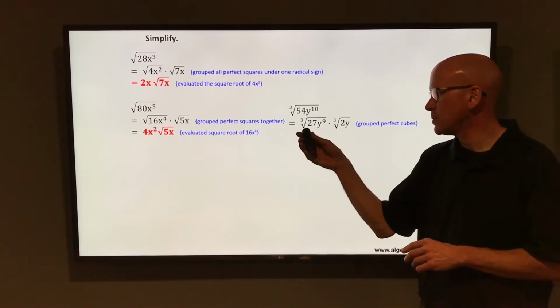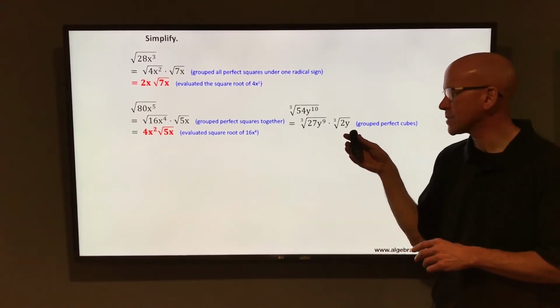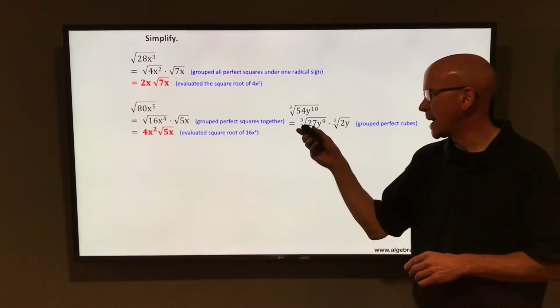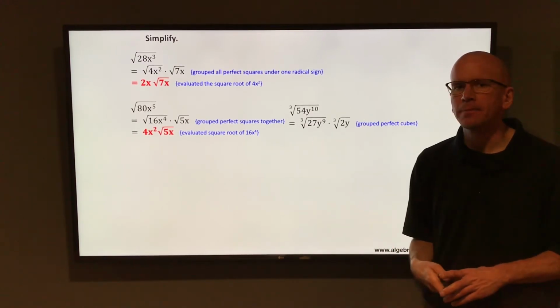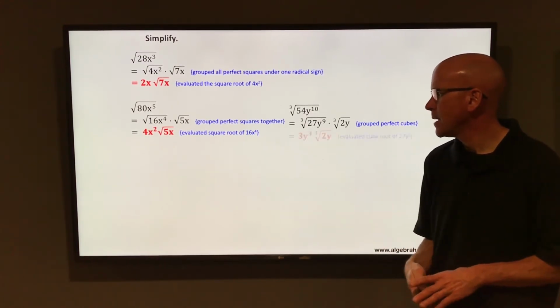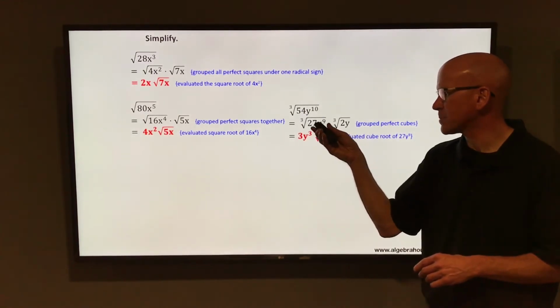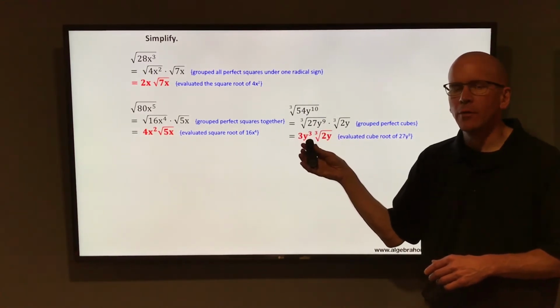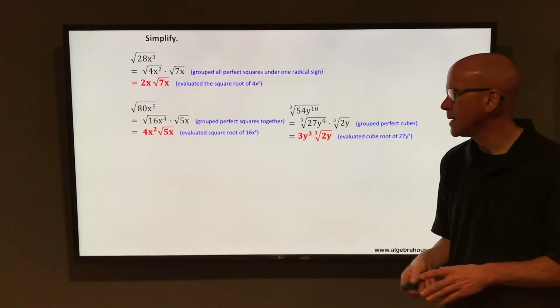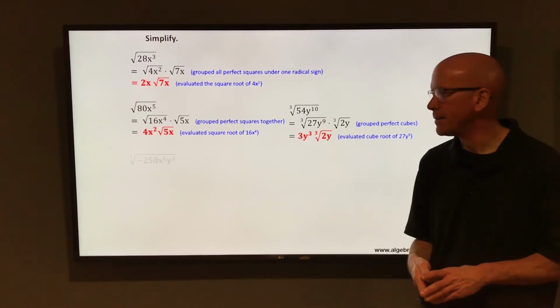So all the perfect cubes under one cube root sign, everything else under the other cube root sign. Go back to that cube root of 27y to the 9th. Cube root of 27 is 3, and the cube root of y to the 9th, just divide the exponent by the root, that would be y to the 3rd. So that is 3y to the 3rd times the cube root of 2y.